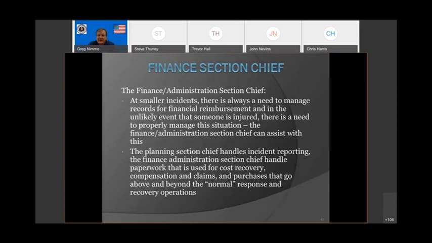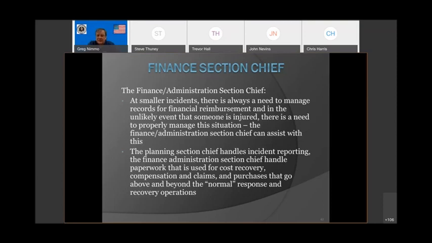Okay. Finance and admin, everybody says, I don't need finance and admin. I don't need to bring them to the scene. But the problem is that record keeping is becoming very, very important. And I will tell you this, if you're through any kind of event and you decide at some point in time that you're going to reach out for either state or federal assistance, this person is a very valuable tool that you can have to help you keep track of a lot of these records.